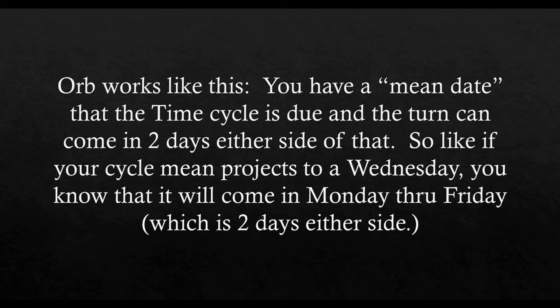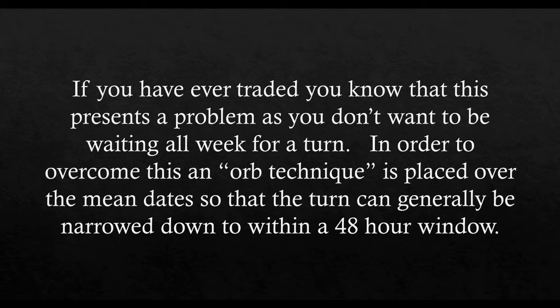Orb works like this. You have a mean date that the time cycle is due, and the turn can come in 2 days either side of that. So if your cycle mean date projects to a Wednesday, you know that it will come in Monday through Friday, which is 2 days either side of that. If you have ever traded, you know that this presents a problem, as you don't want to be waiting all week for a turn. In order to overcome this, an orb technique is placed over the mean dates so that the turn can generally be narrowed down to within a 48-hour window.